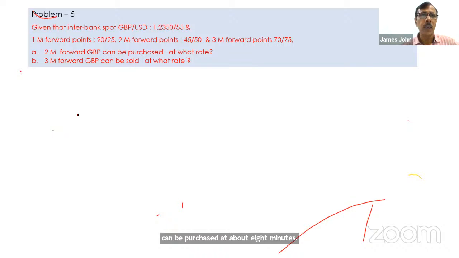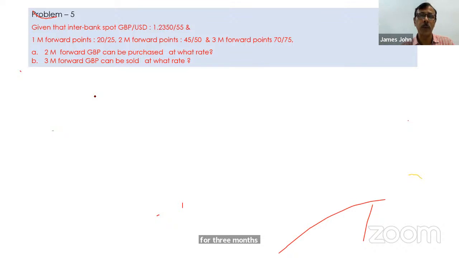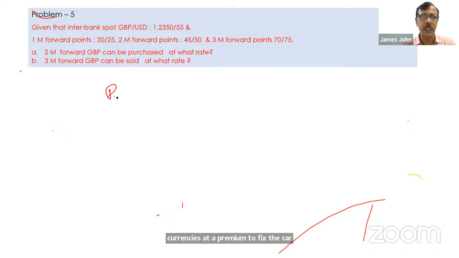Here the forward points are: 1 month 20-25, 2 month 45-50, 3 month 70-75. Is it ascending or descending? Yes, it is ascending. So the currency is at a premium, no doubt, because it is in ascending order.